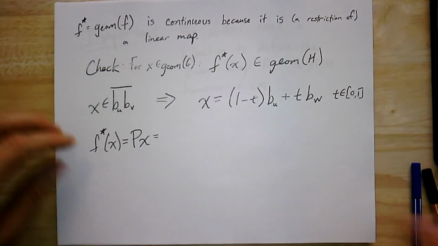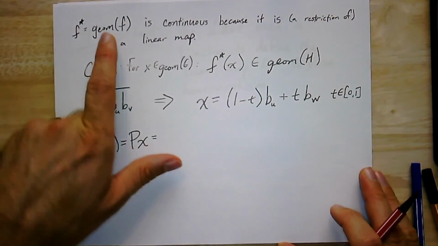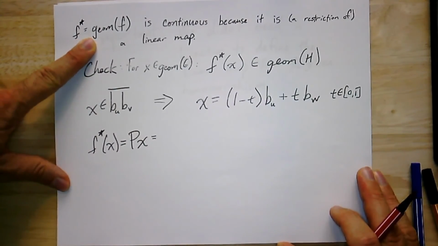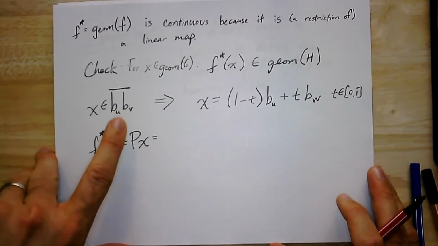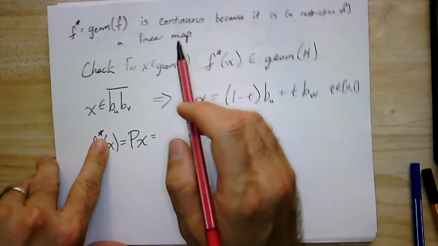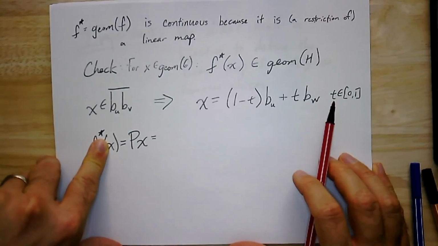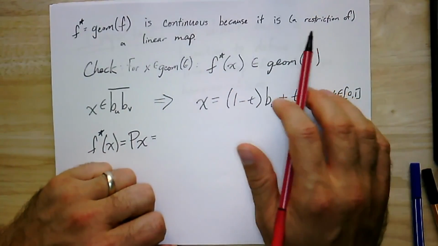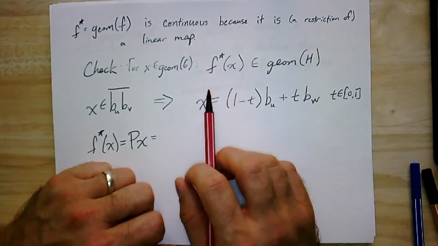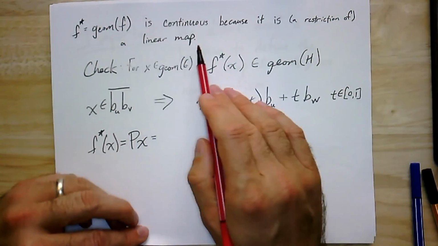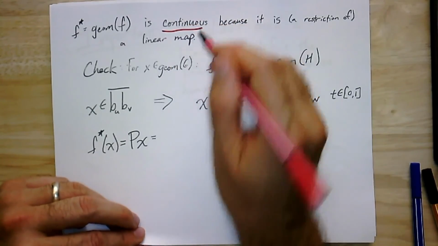But I guess maybe I should hold off before I get there. You see, this f star, which I'm going to use as shorthand for my geometric realization of f, is continuous because it's the restriction of a linear map. Right? Linear functions on finite dimensional vector spaces are continuous, and if you take a restriction of one, it's continuous in the subset. So that's a nice continuous function.